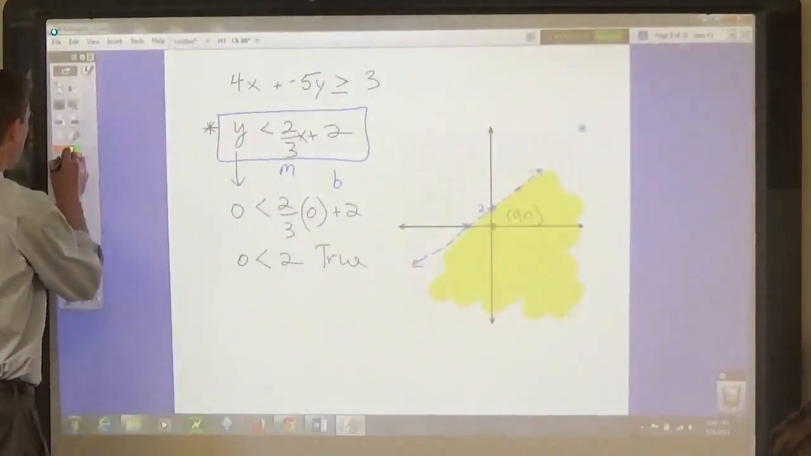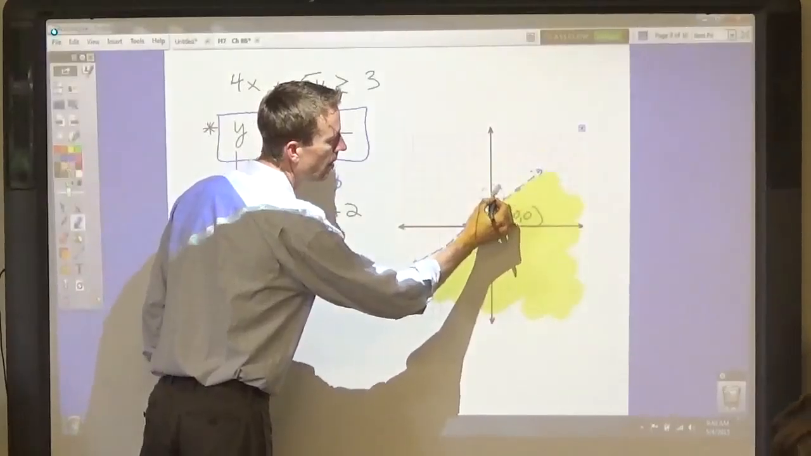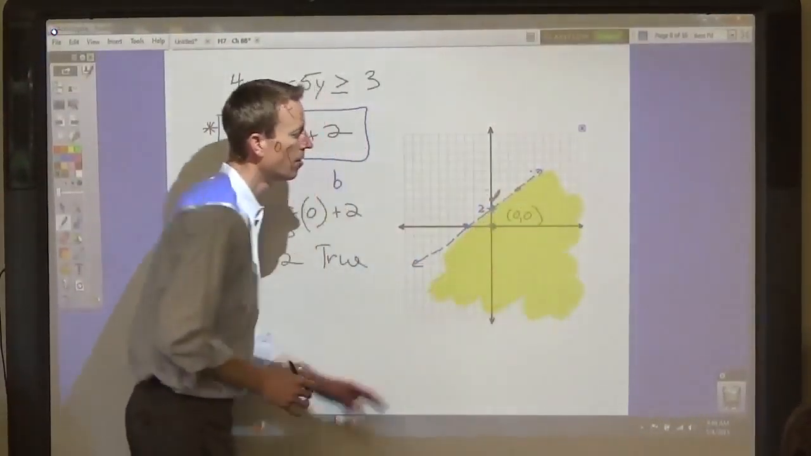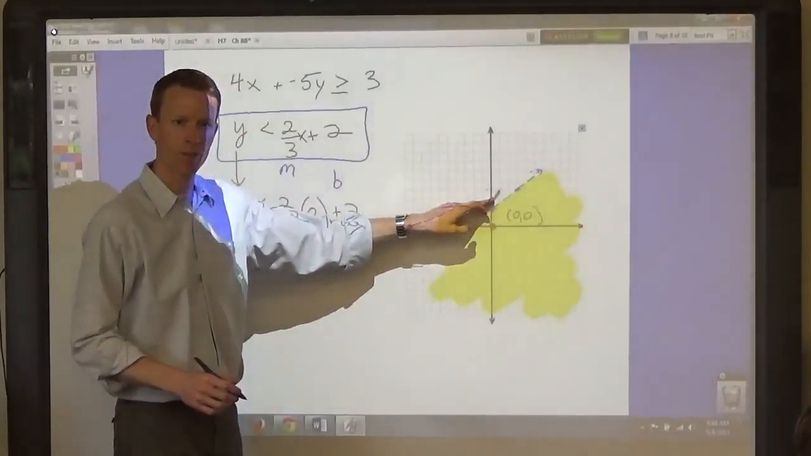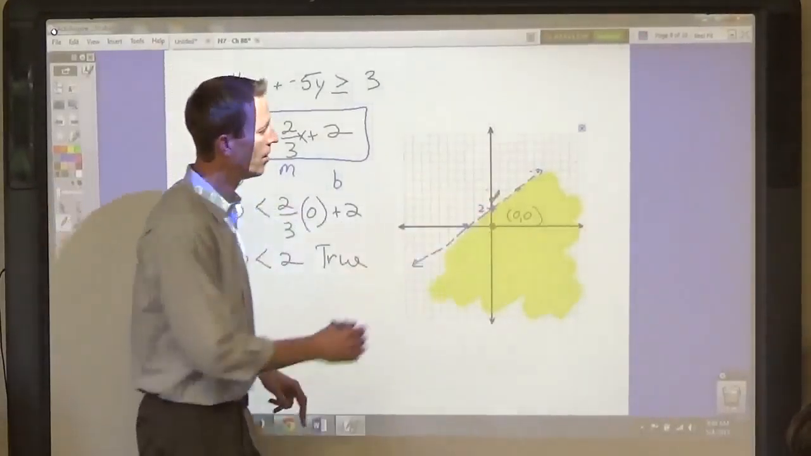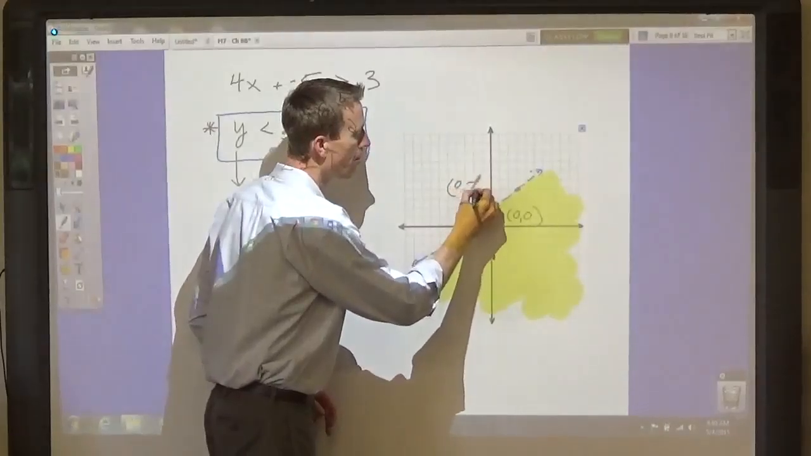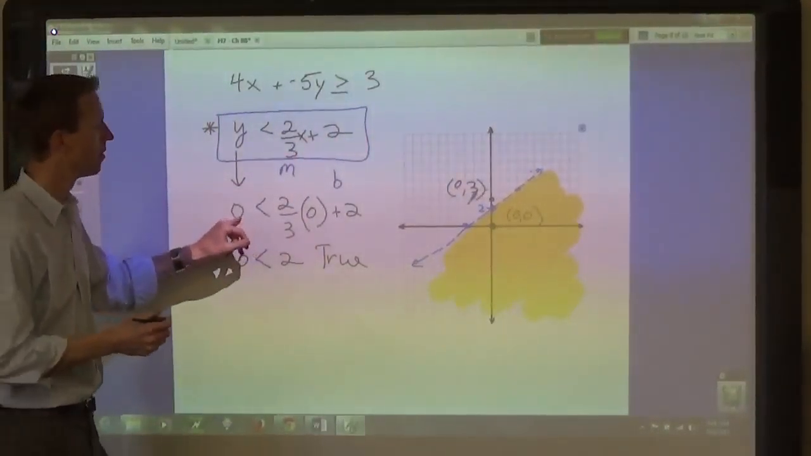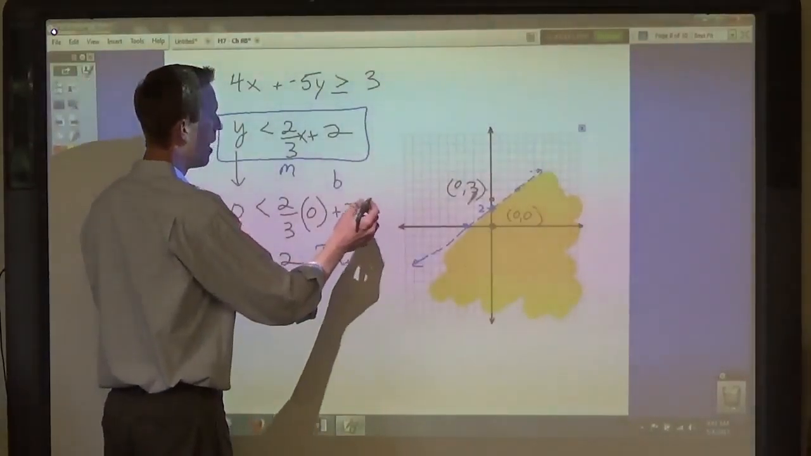So, for example, if we pick this point, which is 0, 3, right? If we check 0, 3, that should give us a false statement. Let's put that in. So x is 0.